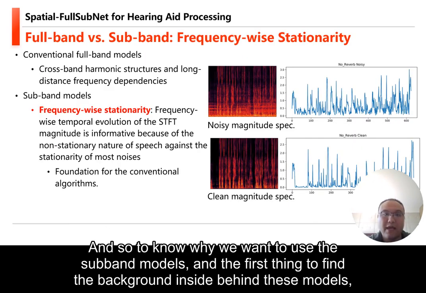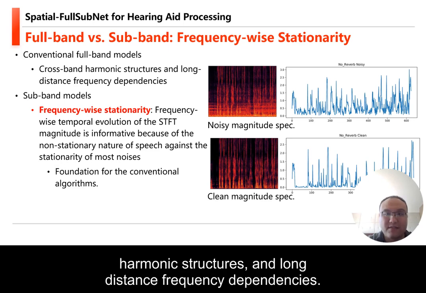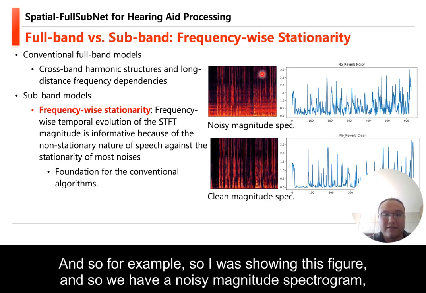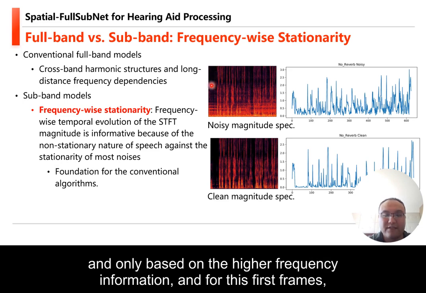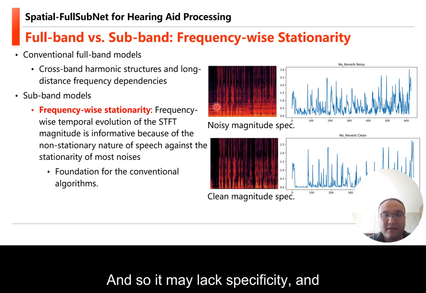To know why we want to use the subband models, the first thing is to find the insight behind these models. For full-band models, it is easy to find that they can learn cross-band harmonic structures and long-distance frequency dependencies. For example, as shown in this figure, we have a noisy magnitude spectrogram, and only based on the higher frequency information for these first frames, the full-band model can very easily do speech enhancement. But it may lack specificity.